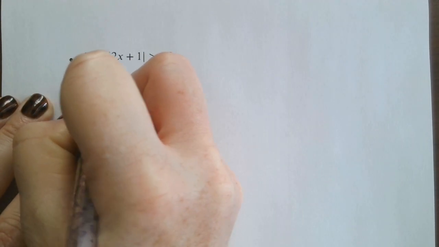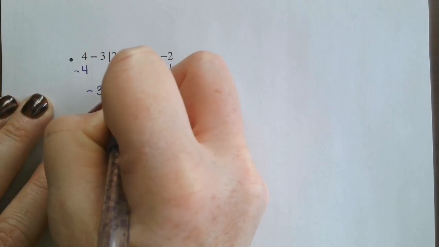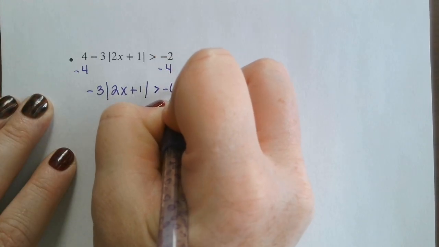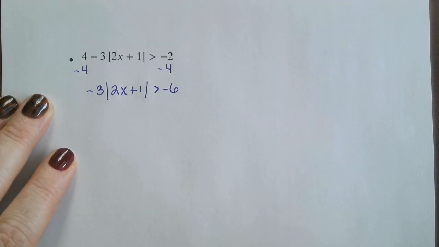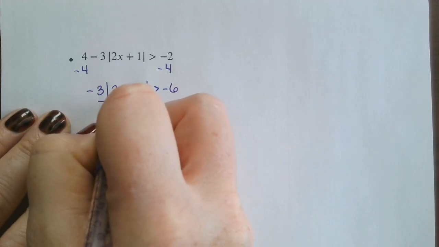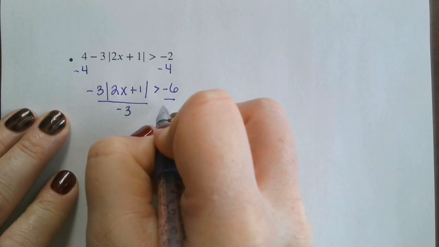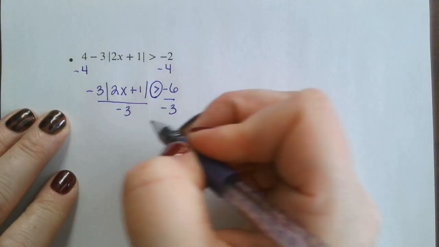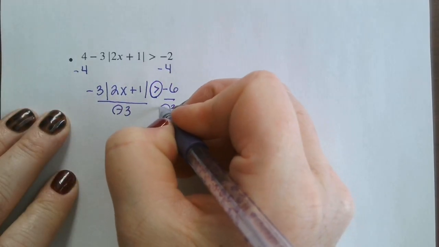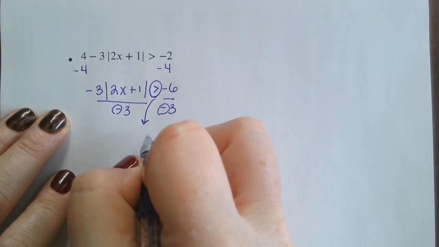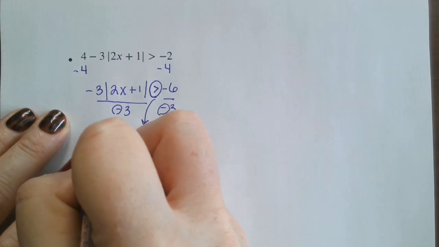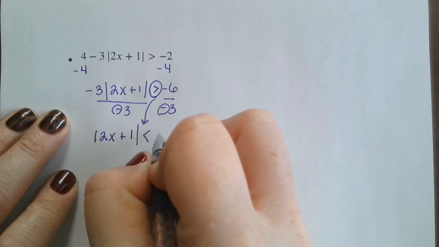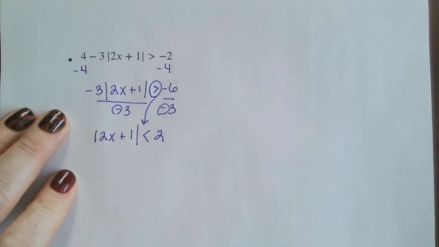Now I have -3 times the absolute value of 2x plus 1 greater than -6. Then I'll go ahead and divide everything by -3, and I'm being dramatic here. I know you could do that in your head, but don't forget, when we divide or multiply by a negative, our sign changes or flip-flops, giving us 2x plus 1, the absolute value, is less than 2.